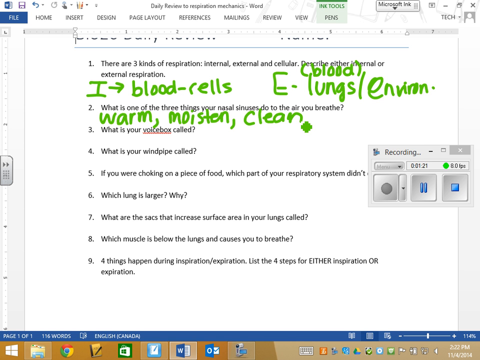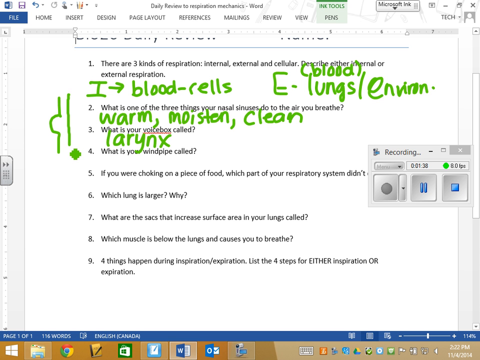What is your voice box called? It is called your larynx. And when you look at a picture of someone's trachea, there will be a bump in it, and the bump is where the larynx is. So if you're looking at an anatomical diagram, that's how you can identify it.